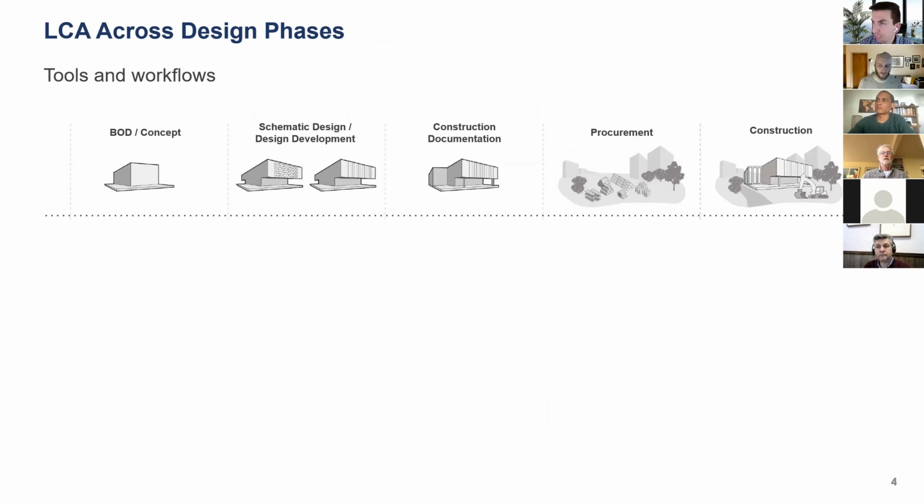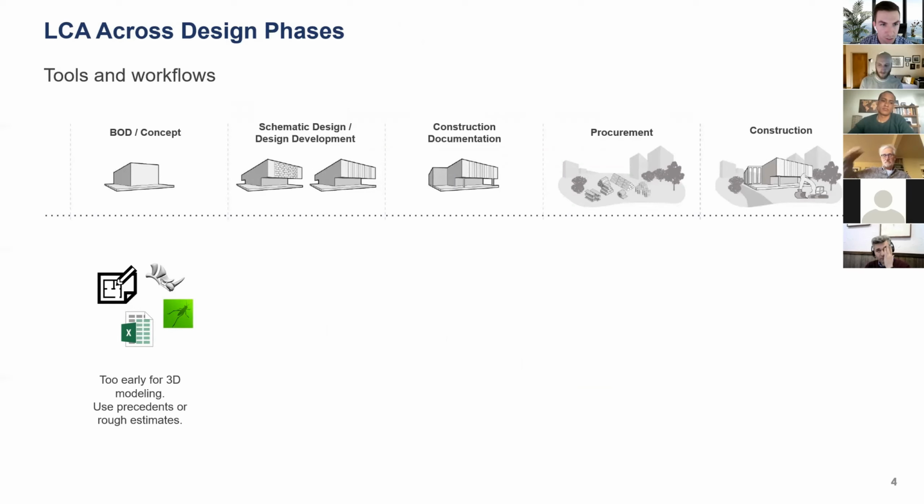So we start with the concept design, where you don't really have too much information about your building. Probably it's too early for a 3D model or even takeoffs. This is a space where you can either use precedents or just really rough estimates on the amounts of materials that you may have in your building. There are some tools available that allow you to select from predefined assemblies and systems for buildings that are designed to streamline this early design phase life cycle assessment of buildings.